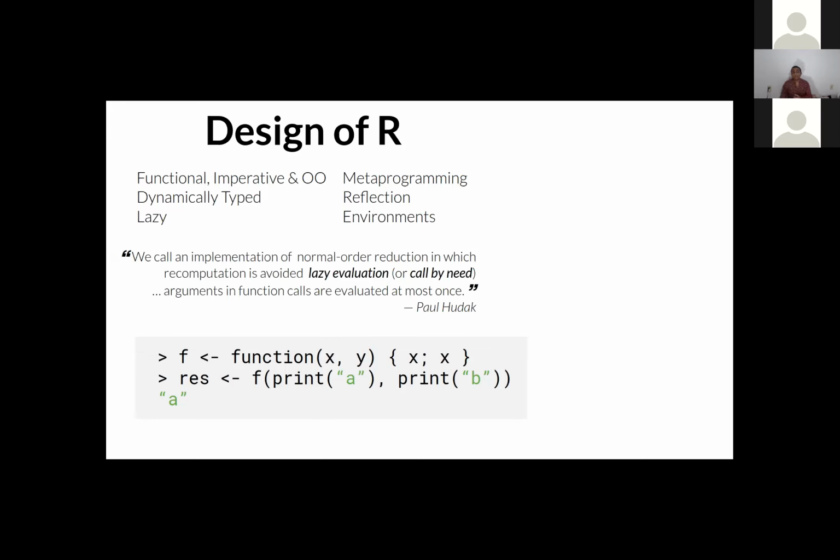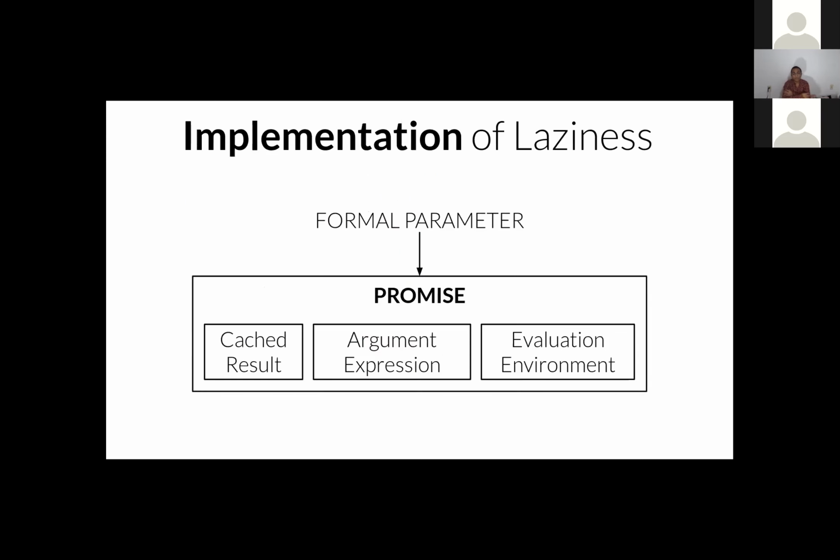Let's try to understand how this model is implemented internally. When a function is called in R, the formal parameters are bound to a data structure called a promise. The promise contains the unevaluated argument AST and the environment in which this AST is to be evaluated. When the formal parameter is used in the body of the function, the promise is forced. Forcing a promise means the expression is evaluated in the environment and the result is returned and cached inside the promise. Because of this caching, subsequent uses of the formal parameter return the cached value from the promise instead of recomputing the expression. So arguments are evaluated at most once.